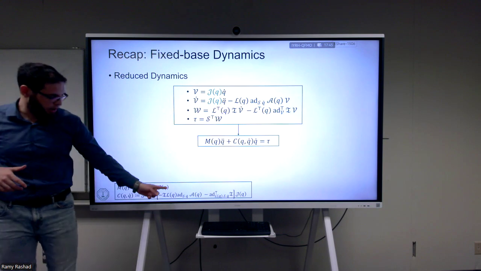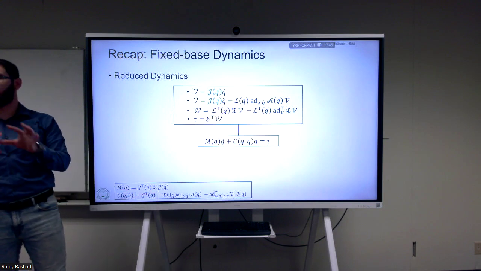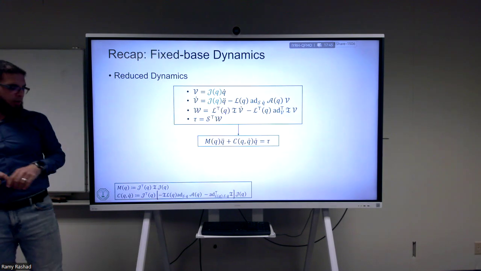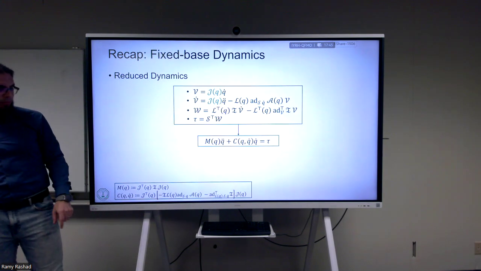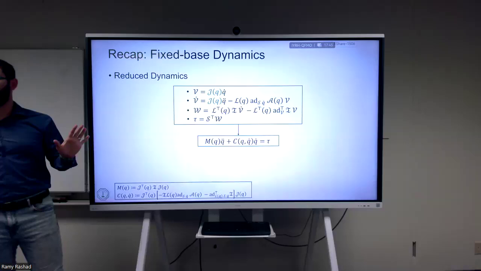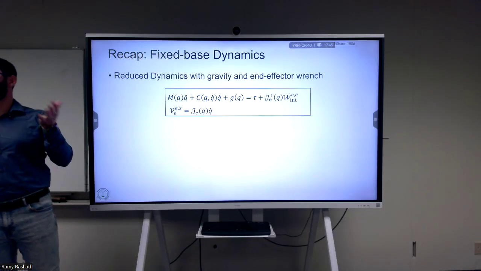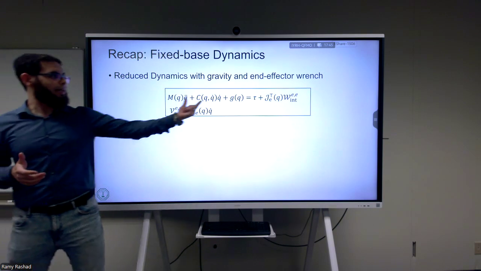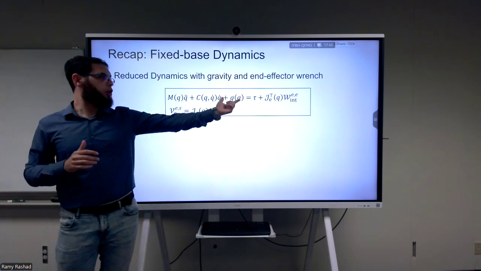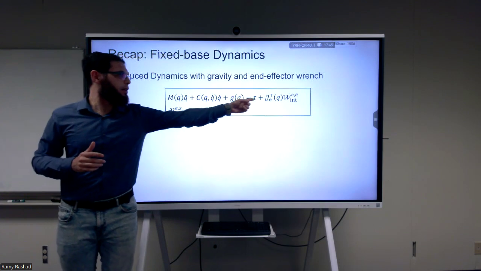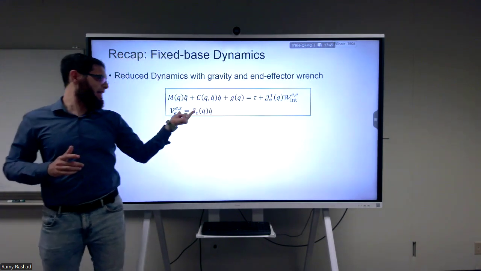The M of Q is given by all of these expressions. Here I wrote them in terms of the J. You see how compact it becomes. And here is the C matrix. This is all a repetition of what you should know. And then we added external wrenches or the gravity whenever needed. So we added the gravity torques. We showed you a couple of ways to do that. And then we have here also some interaction wrenches at the end effector.